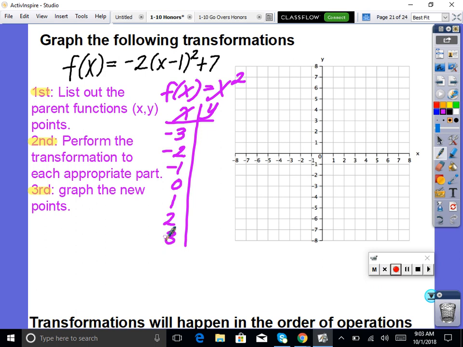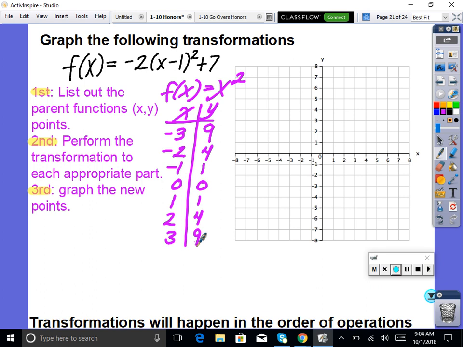So now look, let's plug in. People are like, how do I get the y value? How do we get the y value, guys? Plug it in. Okay, -3 squared is 9. -2 squared is 4. -1 squared is 1. 0 squared is 0. 1 squared is 1. 2 squared is 4. 3 squared is 9. Okay, here's my parent function points.